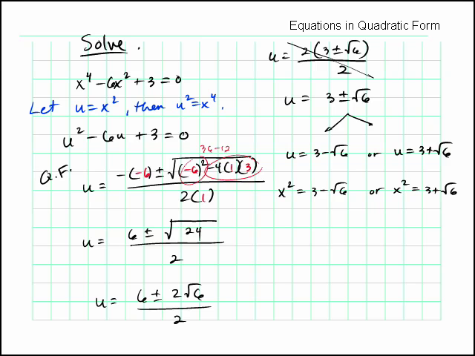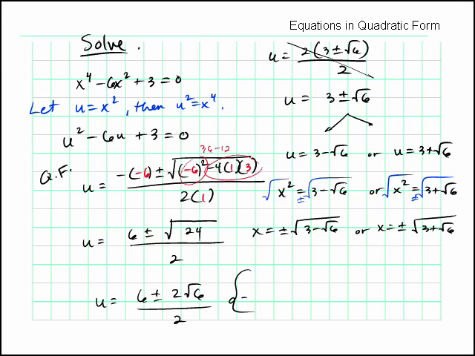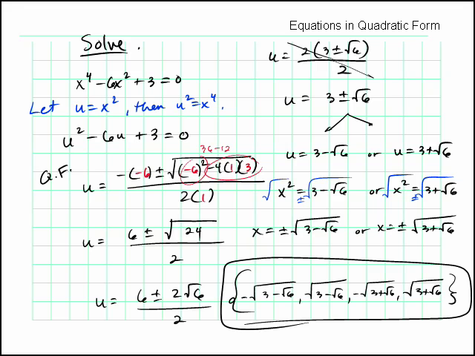Now to solve these for x, I have to take the square root of both sides. So actually what we end up with here is a square root within a square root. If I take the square root of both sides here, don't forget the plus or minus sign, I end up with x equals plus or minus the square root of 3 minus square root 6. If I take the square root of both sides on this side, I end up with x equals plus or minus the square root of 3 plus the square root of 6. So this equation does have 4 solutions. If I were to write them all out, I'd have negative square root of 3 minus square root 6, positive square root of 3 minus square root 6, negative square root of 3 plus square root 6, and positive square root of 3 plus square root 6. I think I got all the possibilities there. And there's all 4 solutions to this equation.